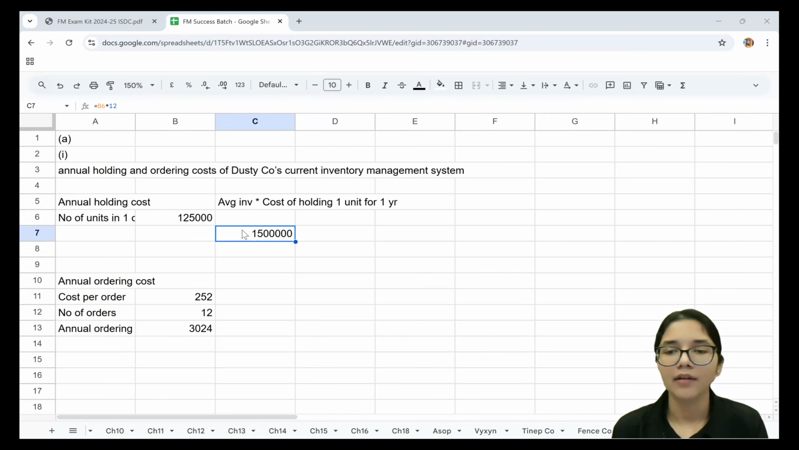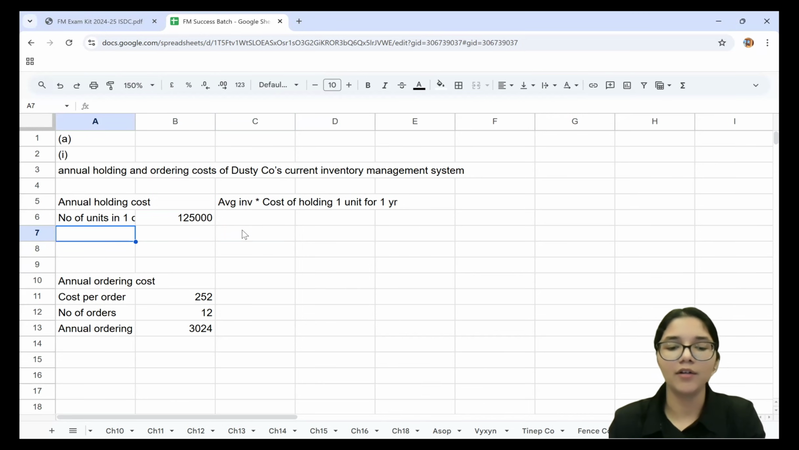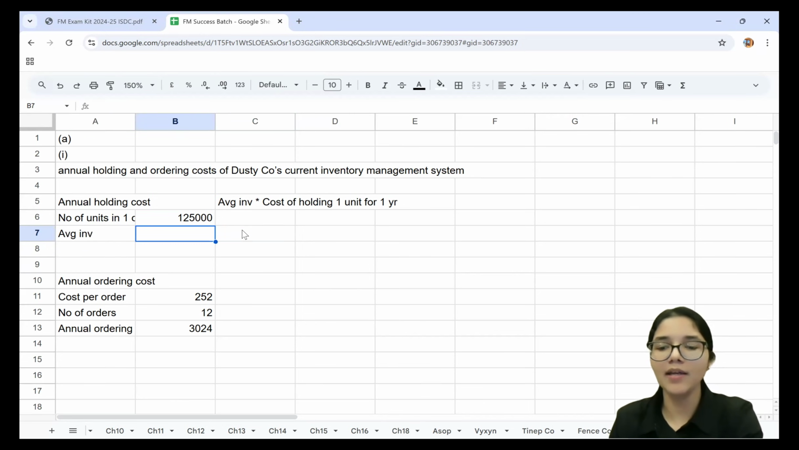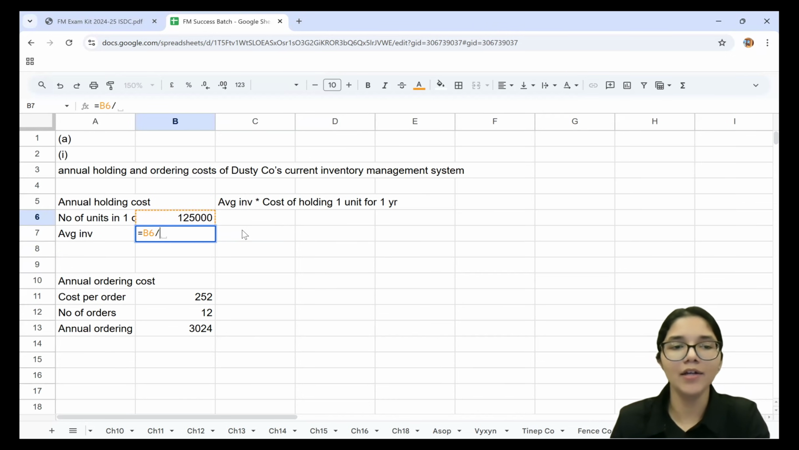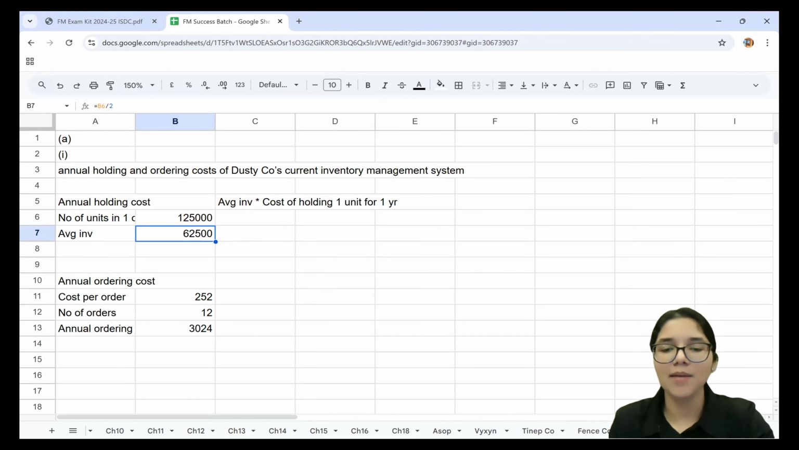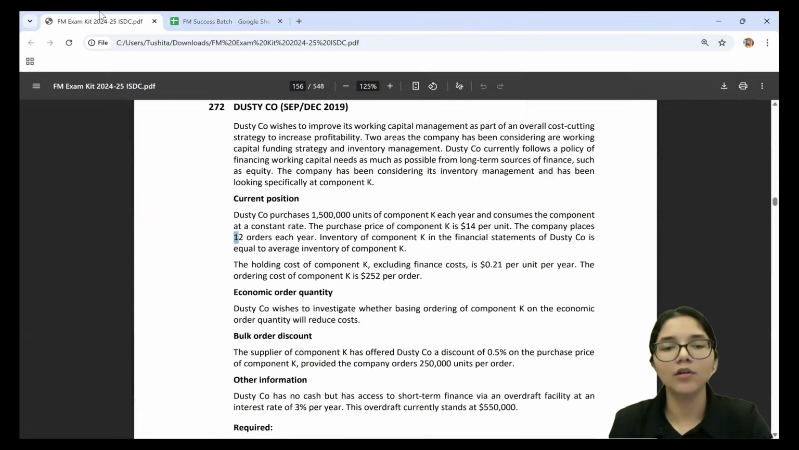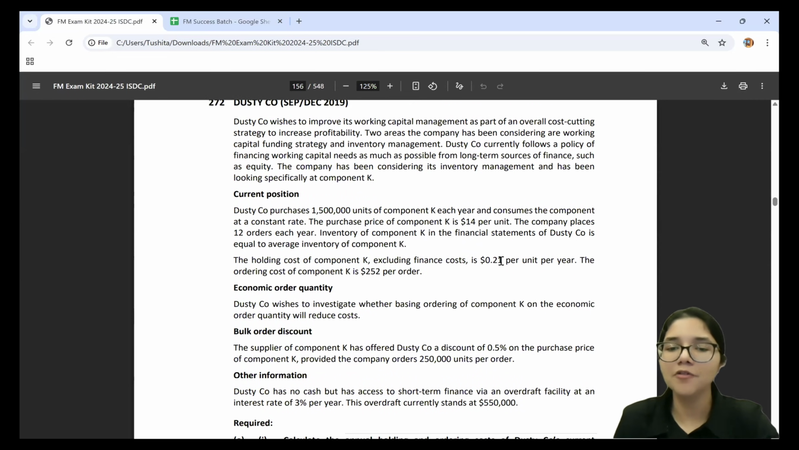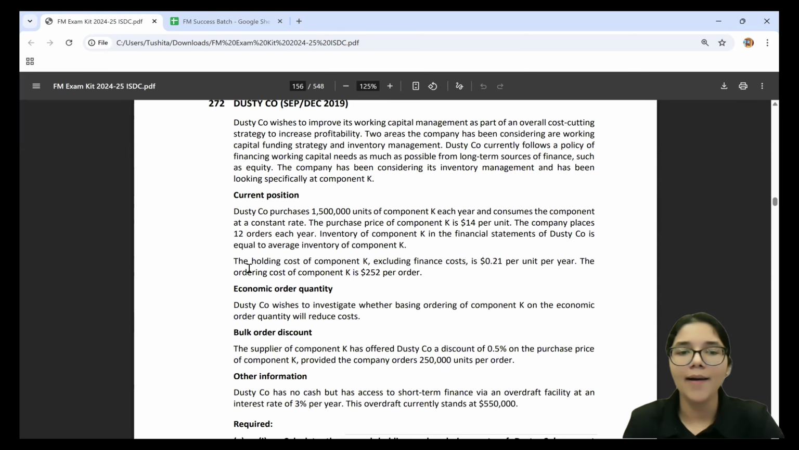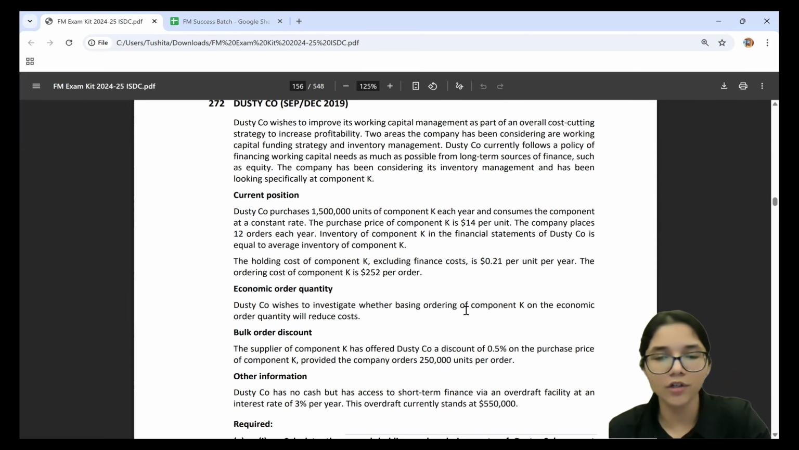Right. Now this is my number of units that I'm ordering in one go. So my average inventory will be my order quantity divided by 2. This is the average amount of inventory that remains with me in my business. Now what do I know further? They are telling me that the cost of holding has been given to us as 0.21. Let's read the further information also. Dusty Company wishes to investigate whether basing the ordering of component K on the EOQ will reduce costs.